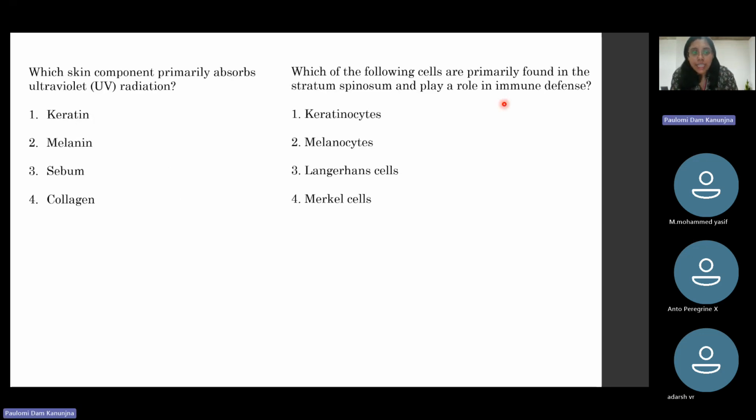Okay. Next, for the first question on the slide, which skin component primarily absorbs UV radiation? So when I'm talking about UV, which of the skin components is important? And the next question is, which of the following cells are primarily found in stratum spinosum and play a role in immune defense? Now, my key to you is that this is why this subject is very descriptive.